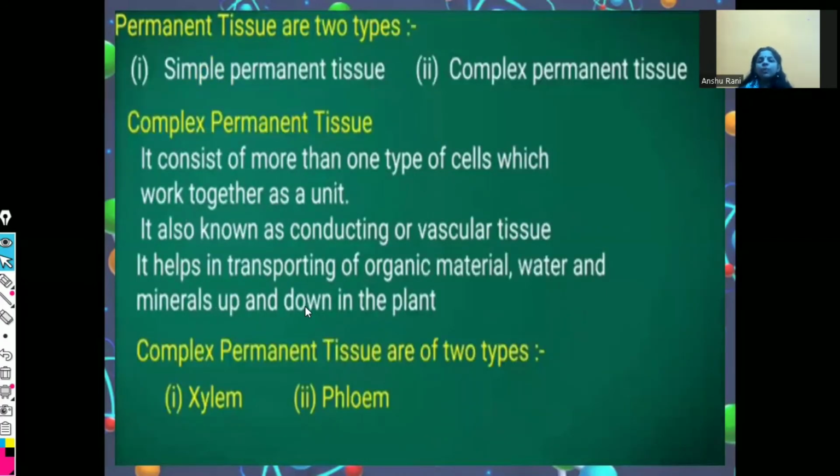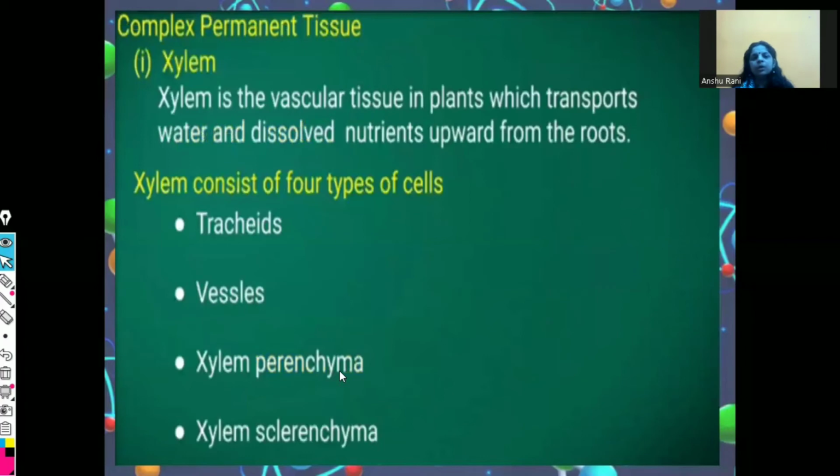Then you have complex permanent tissues. Complex permanent tissues consist of more than one type of cells which work together as a single unit. It is known as conducting or vascular tissues. They help in transporting organic material, minerals, and water from roots to the other parts of the plant, and food from leaves to other parts of the plant. Complex permanent tissues are of two types, xylem and phloem.